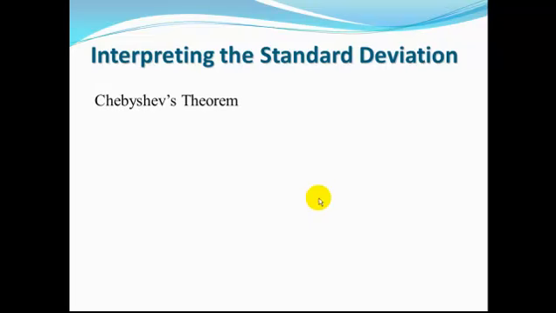The first is called Chebyshev's theorem, and Chebyshev's theorem is a useful mathematical theorem, and it's useful for us because it works for any shaped distribution. Any data that you're working with can be interpreted using Chebyshev, and so it's got its usefulness.